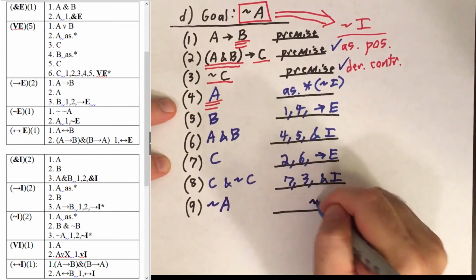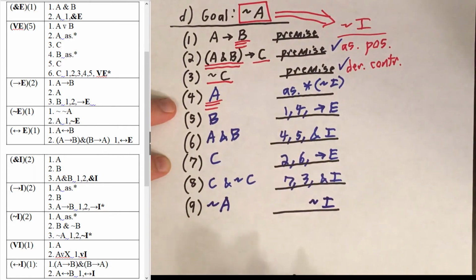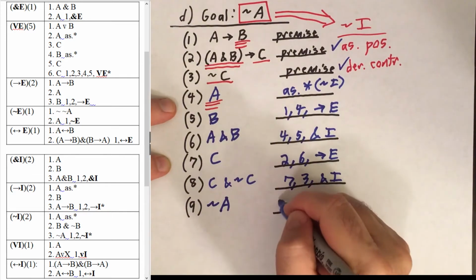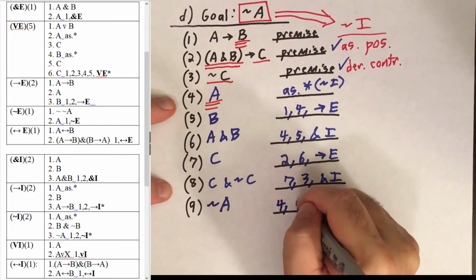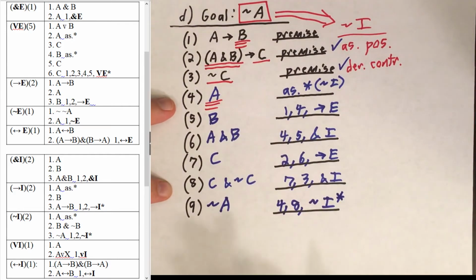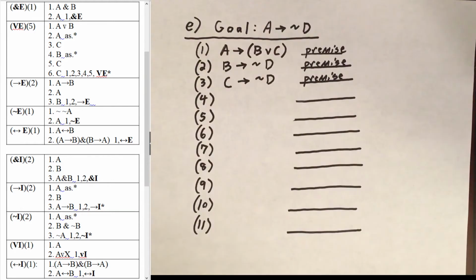I used my negation introduction rule. What am I looking for? Where I assume the positive in line 4 and where it led to a contradiction in 8. And this allows me to discharge, yay, discharge my assumption. I win. All right, E, it's getting pretty scary, but I just follow what Jeff says.